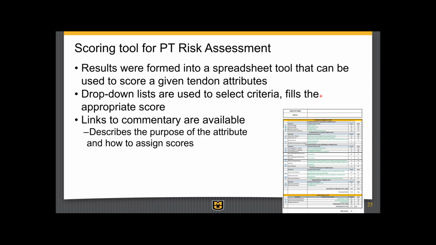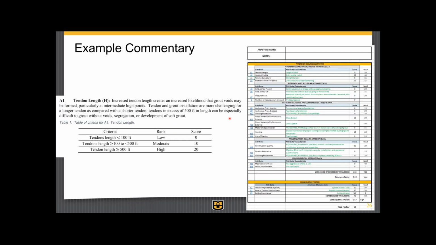It also links to a commentary that's available, so if you wanted to know what attribute A2 was, for example, it would link to commentary. I think I got an example right here. For example, if you clicked on A1 up here in this spreadsheet, you'd get a description of what that is meant to be. So it's tendon length, and it states what the rationale is for that particular attribute. So you can go through these 19 and look at their rationale. Why is this in the model? Why is it scored the way it is? And they're mostly short blurbs, like this one. It gives you the criteria on the bottom, and the description up above.